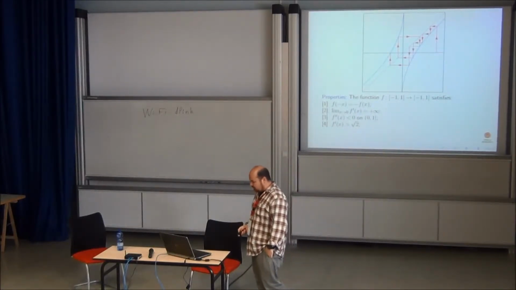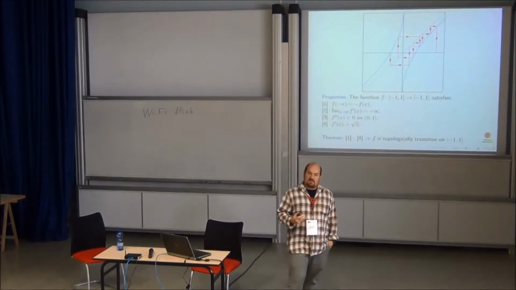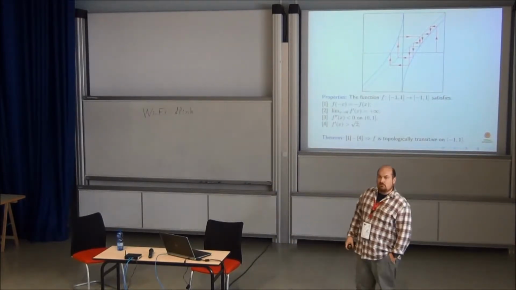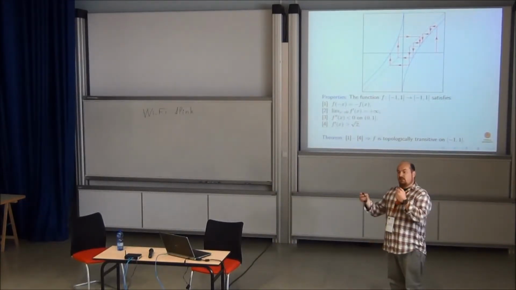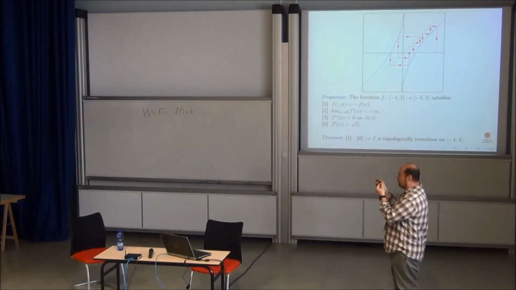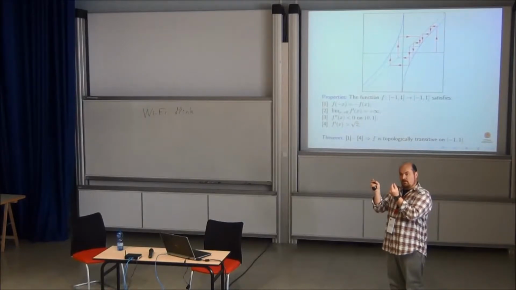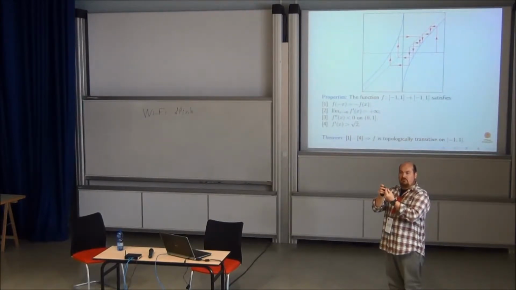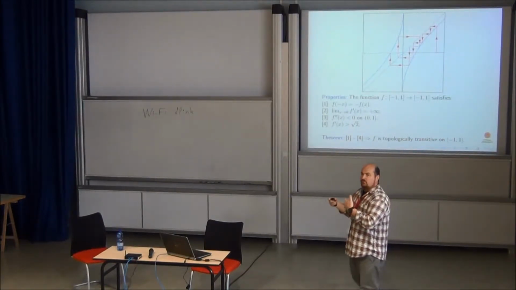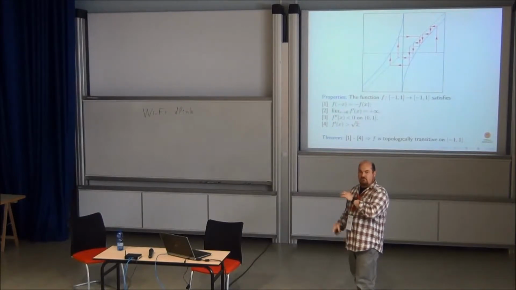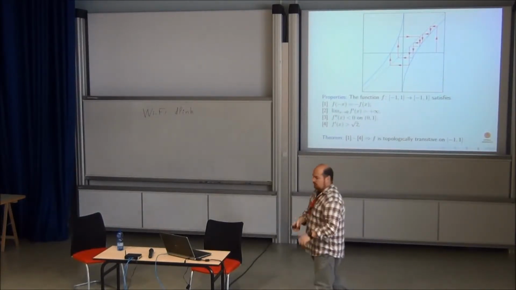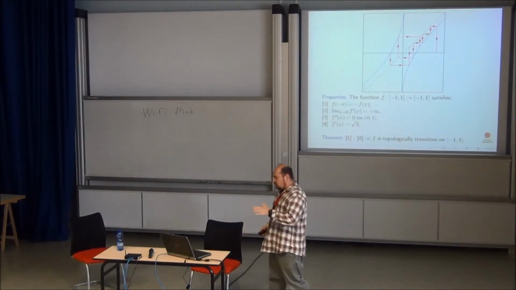Because if you have these four conditions, then you can show that this map is topologically transitive. That means that if you take two open sets on the interval here, no matter how small they are, and you start following one under f, the iterates of that will eventually intersect the other one. It means that you cannot decompose the attractor of this map into disjoint sets. They're all mixing. So they could prove this.